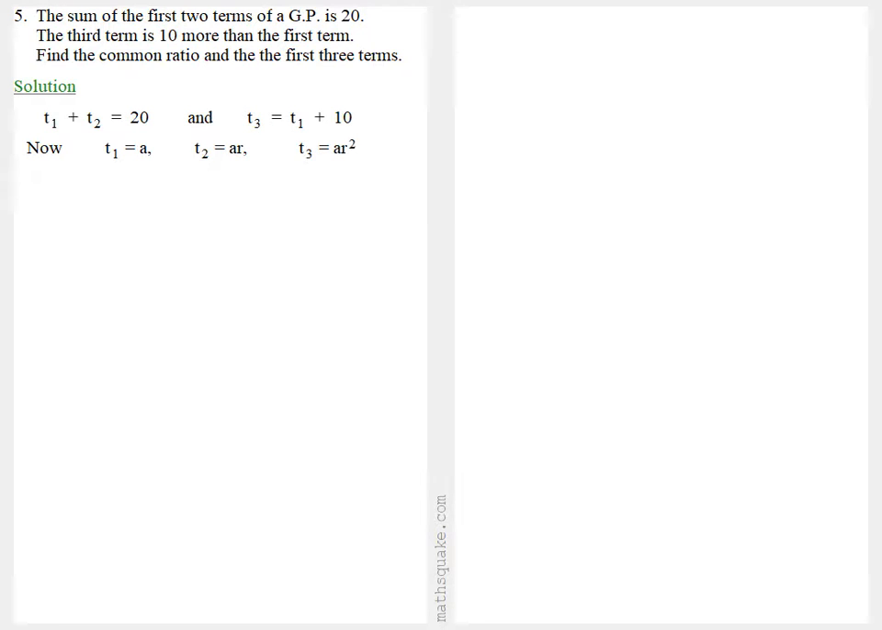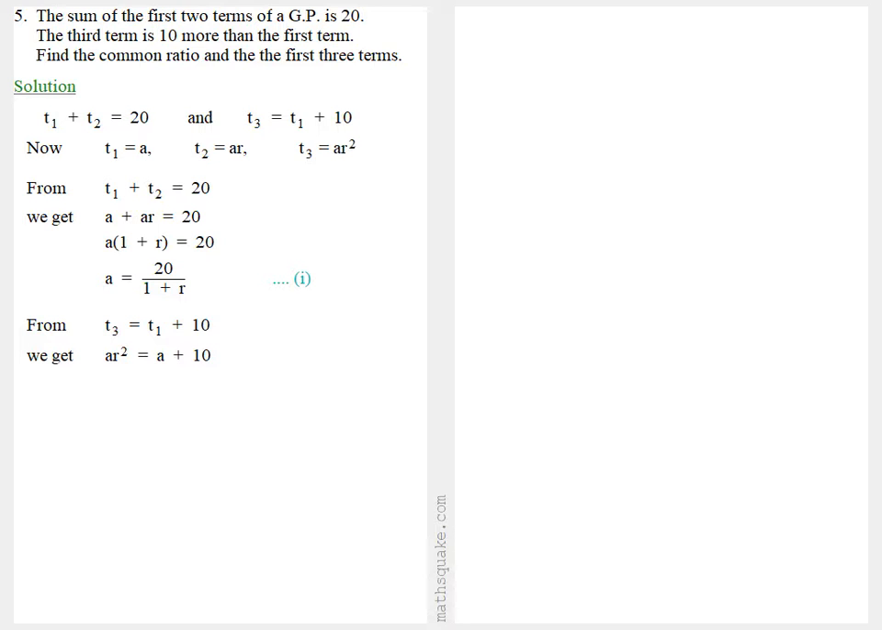Now if we take t1 as a, t2 as ar, and t3 as ar squared, from t1 plus t2 is 20 we get a plus ar is equal to 20, which we can factorise as a into 1 plus r equals 20, or a is 20 over 1 plus r. Now, from t3 equals t1 plus 10, we have ar squared equals a plus 10, which factorises as a into r squared minus 1 is equal to 10.